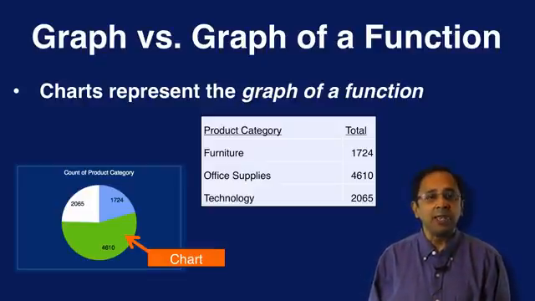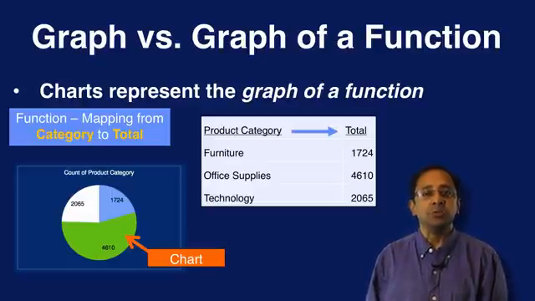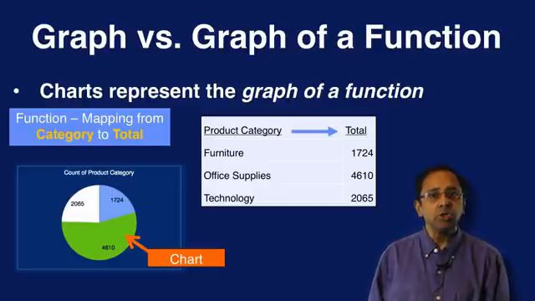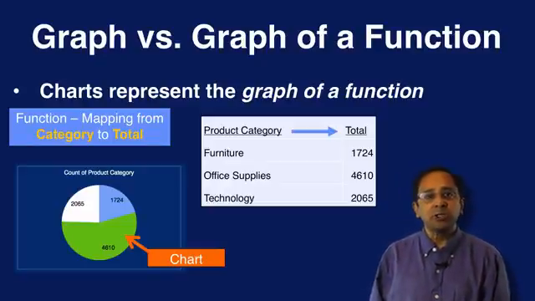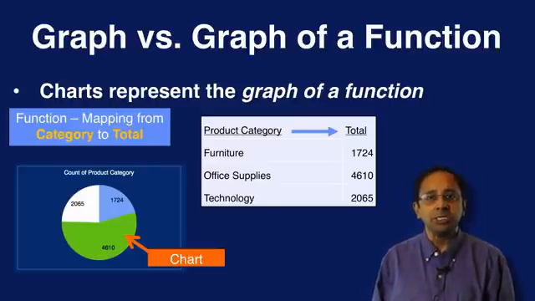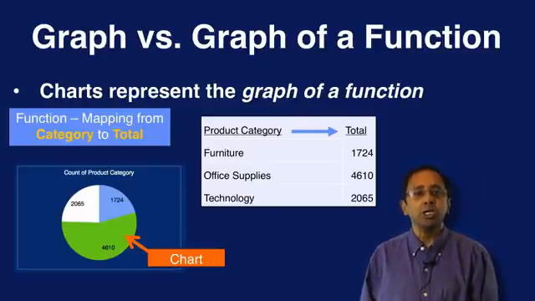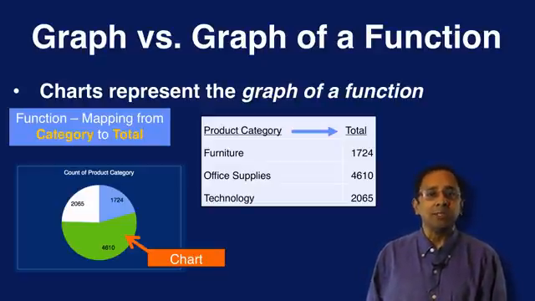Now we can define a mapping function, which means a correspondence from product category to total. So we map furniture to the value 1724, office supplies to the value 4610, and so forth. If we visually portray this, we can represent it like a bar chart or a pie chart. This is why both the previous diagram and this diagram are charts and not graphs.